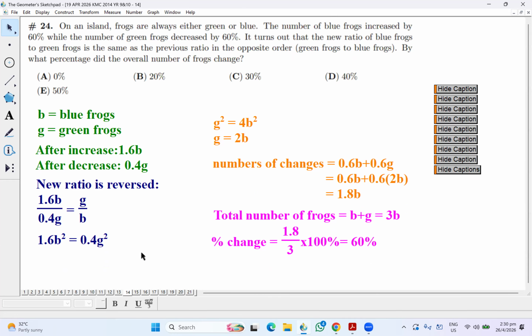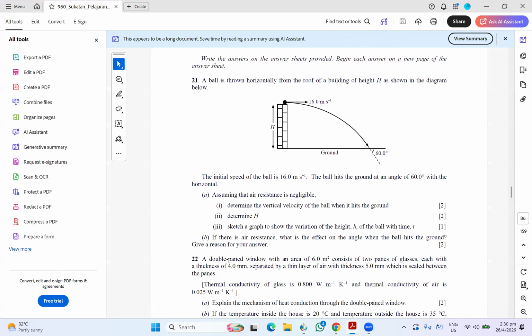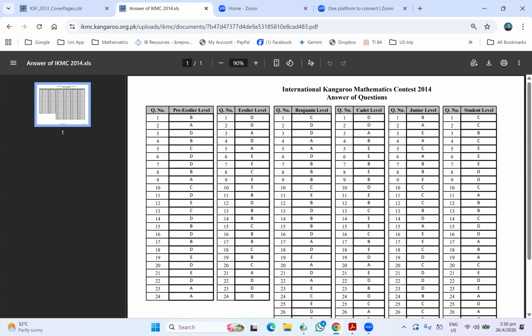Okay, I'll check on this question. I was careless. I didn't see the answer not inside here. Answer 24 is B, you know. Let me look again. 24 is B.